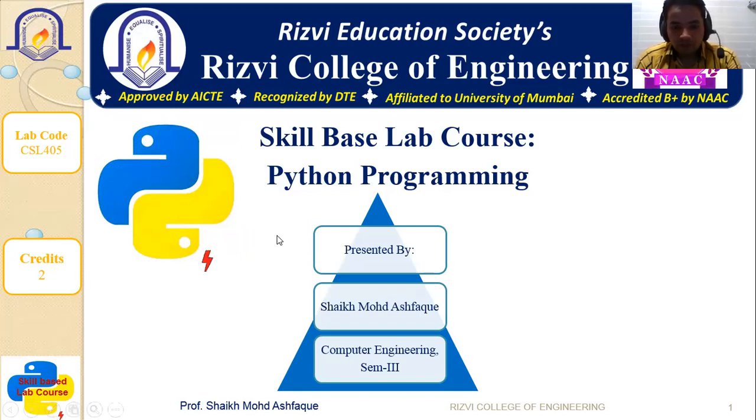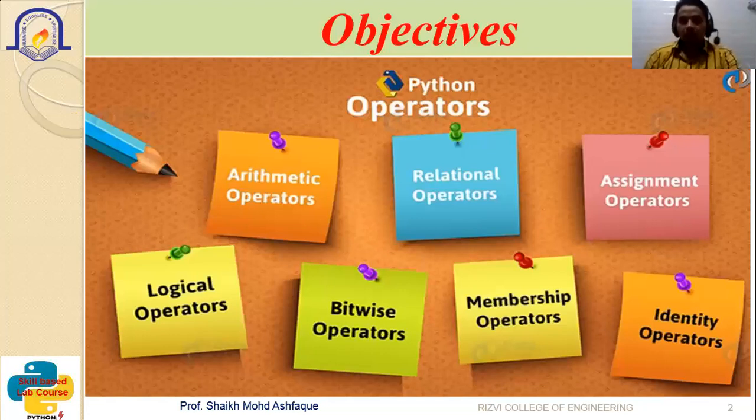Some of the operators that you have studied in earlier programming are also available here, but new operators are also introduced which may be used in most of the operations. So here we are going to take a review on all the types of operators in Python: arithmetic operator, relational operator, assignment operator, logical operator, bitwise operator, membership operator, and identity operator.